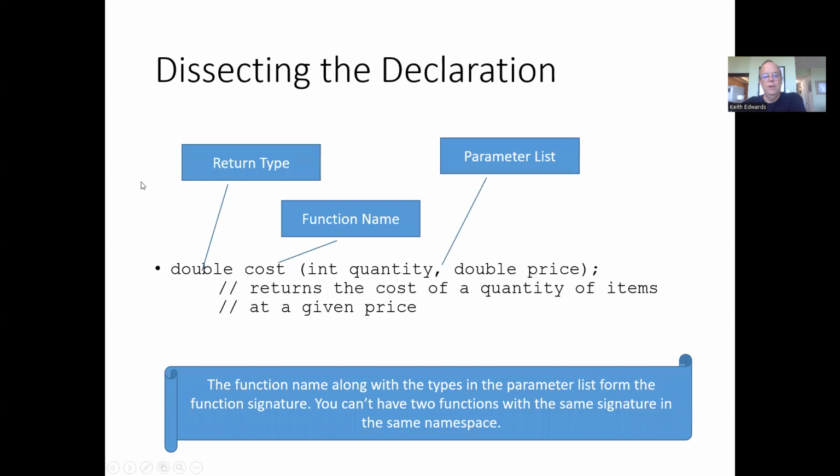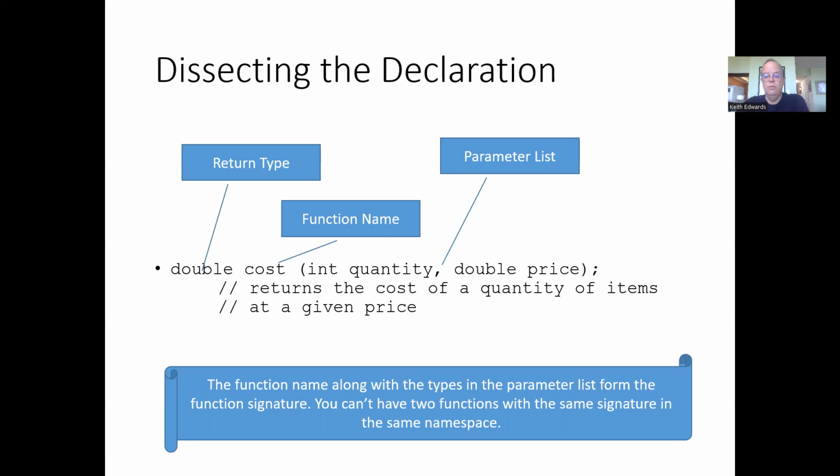So when we dissect this, we have the return type, which is double, the name, cost, and the parameters, which are quantity and price. And the function name along with the parameter list are known as the function signature.